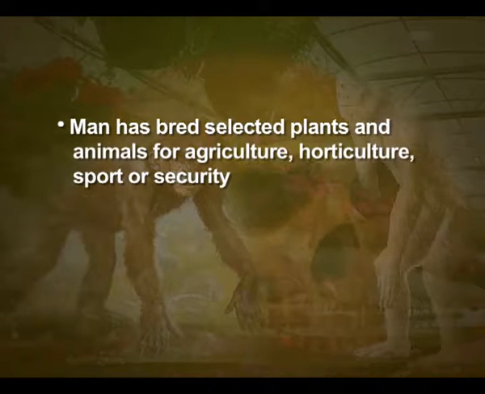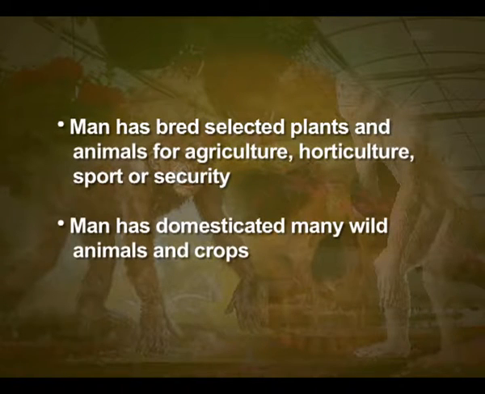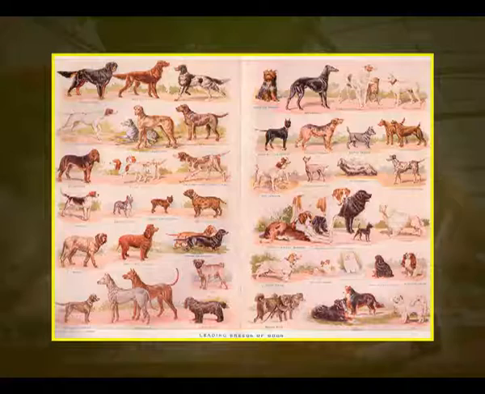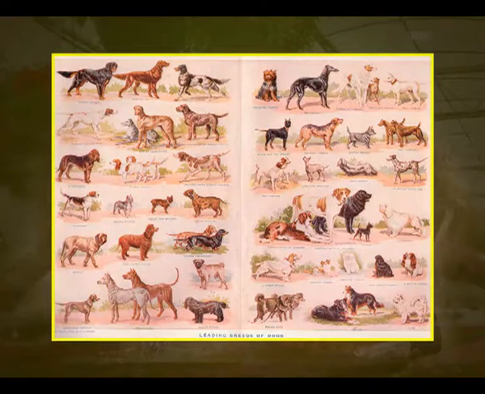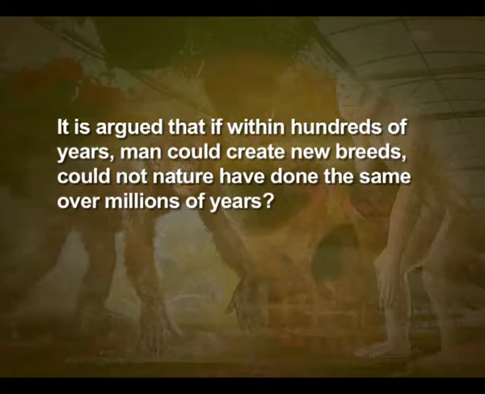Man has bred selected plants and animals for agriculture, horticulture, sport or security. Man has domesticated many wild animals and crops. This intensive breeding program has created breeds that differ from other breeds, for example, dogs, which still are the same group. It is argued that if within hundreds of years man could create new breeds, could not nature have done the same over millions of years?